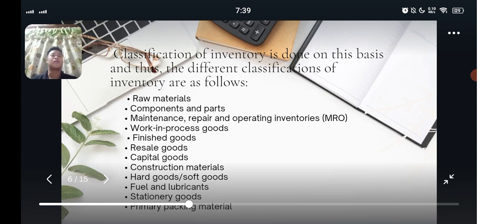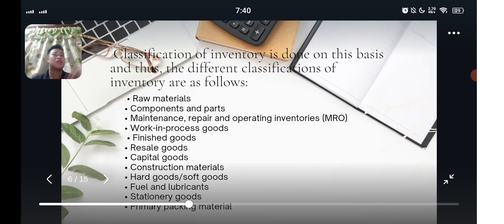So fuel and lubricants: depending on the type of industry, fuel and lubricants are used to oil the machinery involved in the process. So that's all for the classification of inventory.